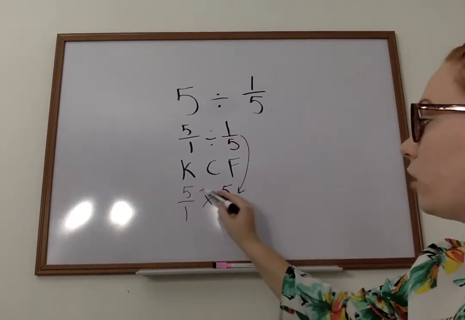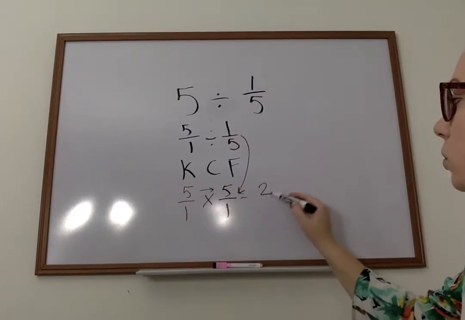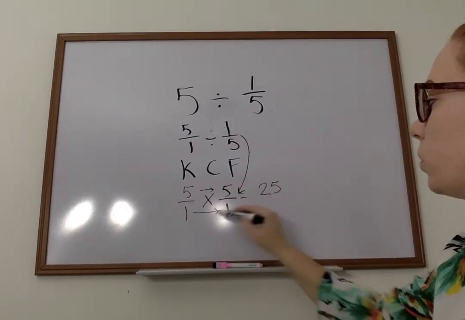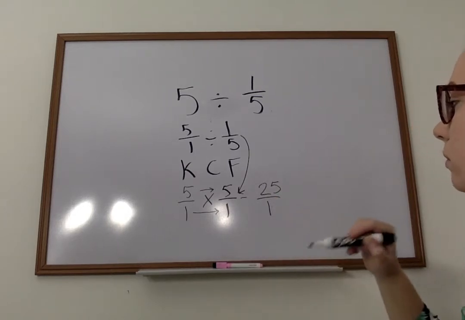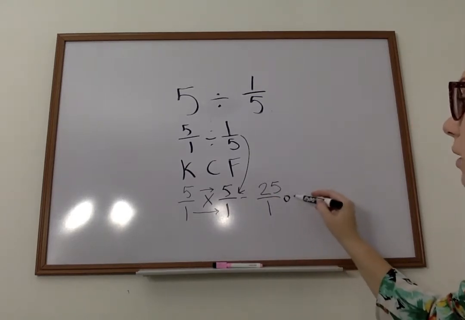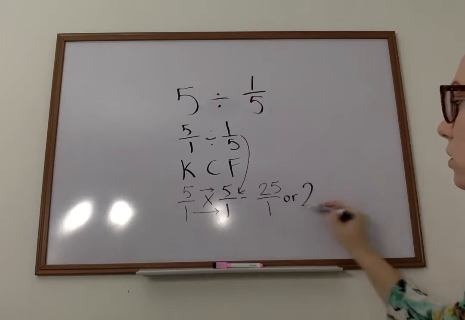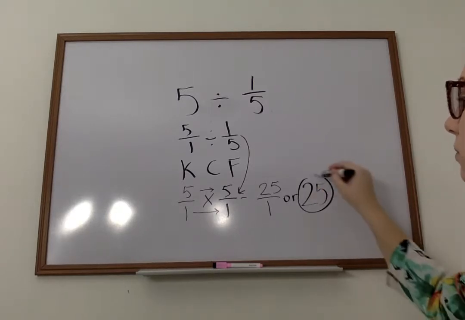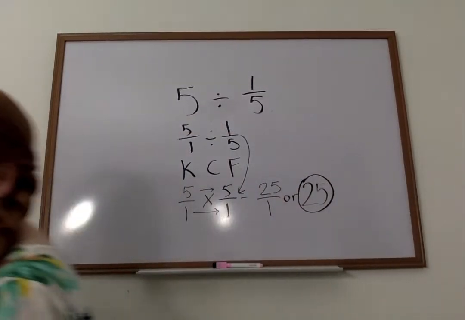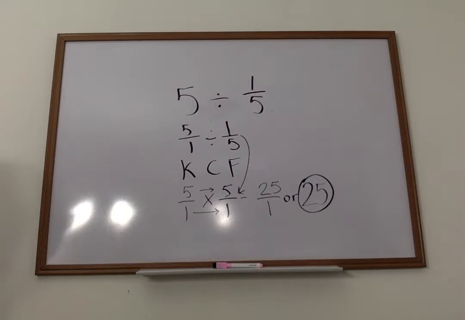So I'm multiplying across. 5 times 5 equals 25. 1 times 1 equals 1. 25 over 1 also equals just a whole number, 25. The best answer for that one is 25. The next one's kind of tricky.